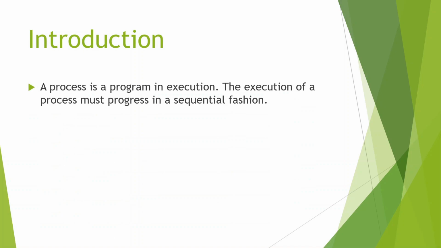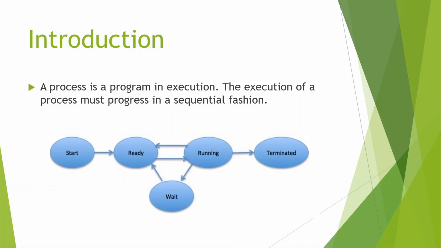So what is a process? A process is a program in execution. The execution of a process must progress in a sequential fashion. So if we look at the diagram, it is a process life cycle diagram. Before that, let me give you an example of what a process is in the terms of a layman. We write our computer programs in a text file, and when we execute this program, it becomes a process which performs all the tasks mentioned in the program.